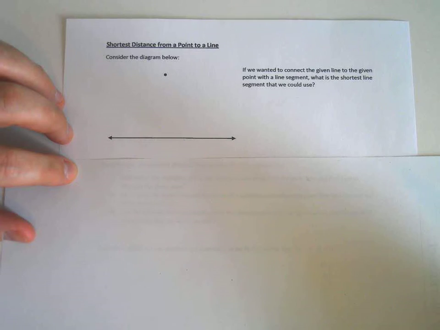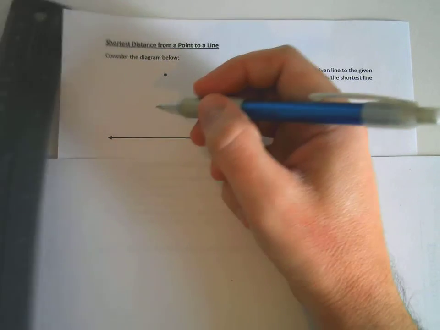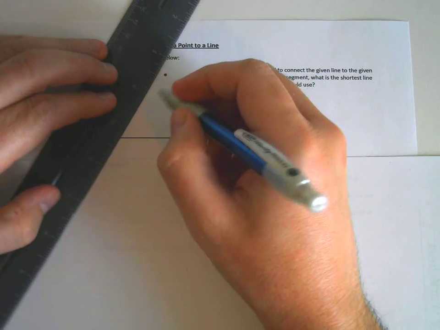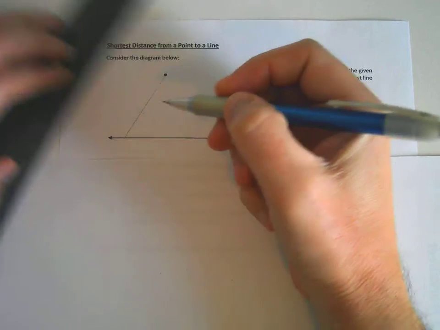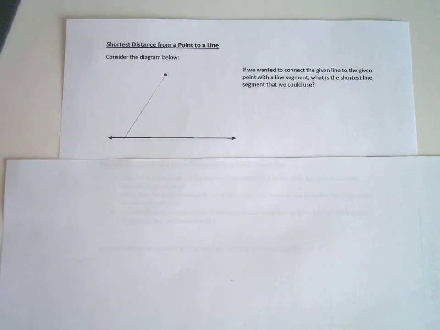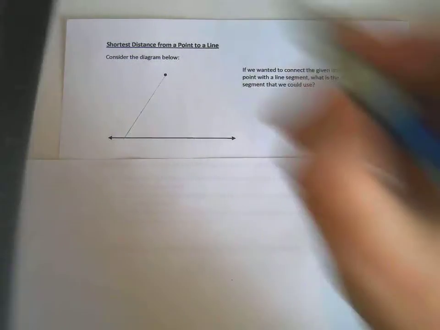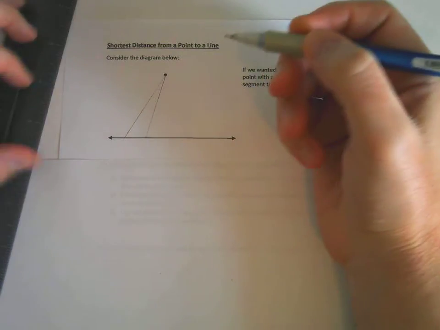Okay, so imagine something like this happening. Let's say, for example, and I'll choose a really bad one to start, I say this. I'm now connecting that line to the point with this line segment. Is this the shortest one I could possibly make? Well, no, because I could do this one too, right? Let's say I do this.